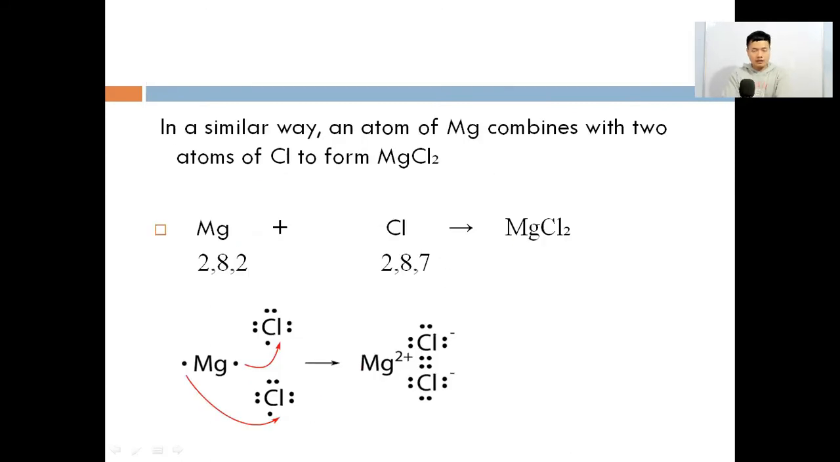In a similar way, an atom of magnesium combines with 2 atoms of chlorine to form magnesium chloride. The electronic configuration of magnesium is 2,8,2 and chlorine is 2,8,7. Here we can see that magnesium needs to lose 2 electrons in order to be stable, and chlorine needs to gain 1 electron. And here we have 2 chlorines. The 2 electrons in the outermost shell of magnesium are taken by 2 atoms of chlorine. 1 electron is taken by 1 chlorine atom, and the other electron from magnesium is taken by another atom of chlorine. And here they form magnesium chloride.